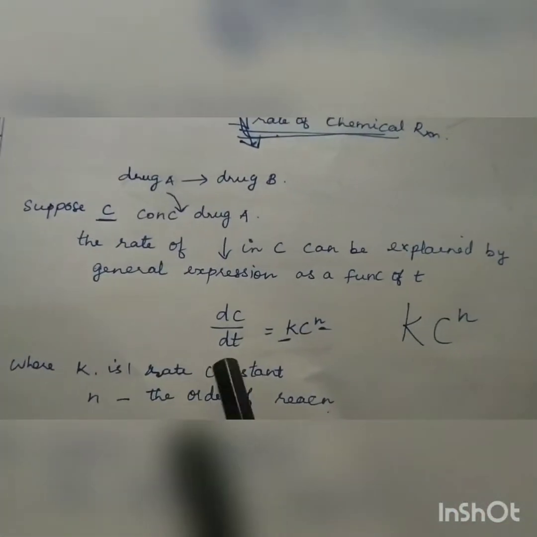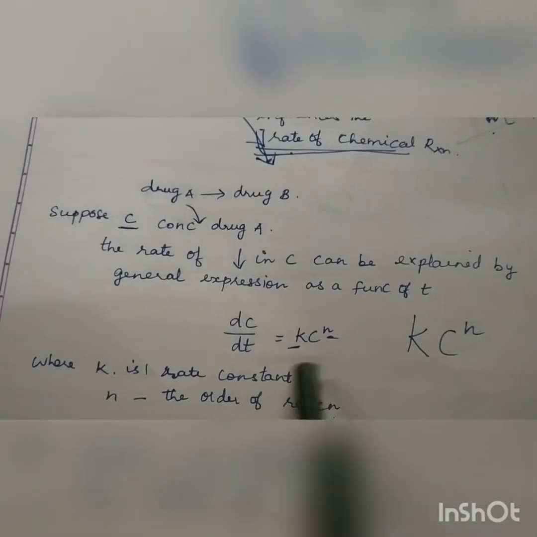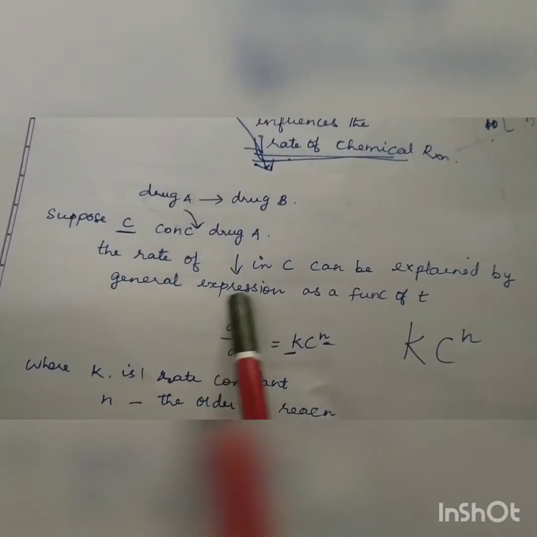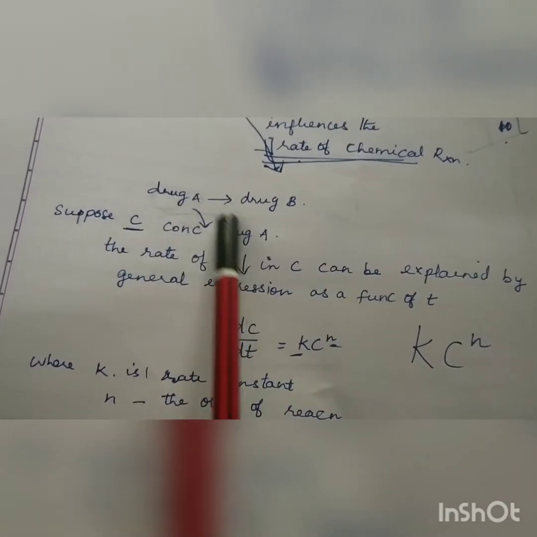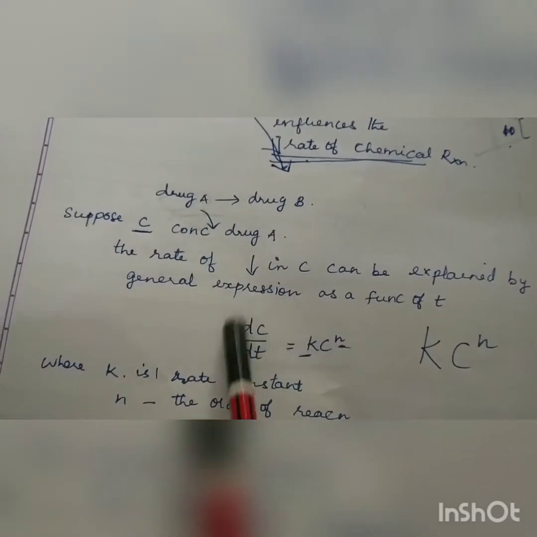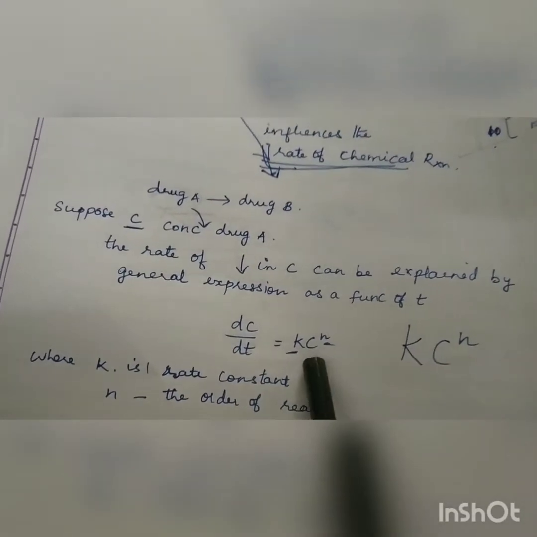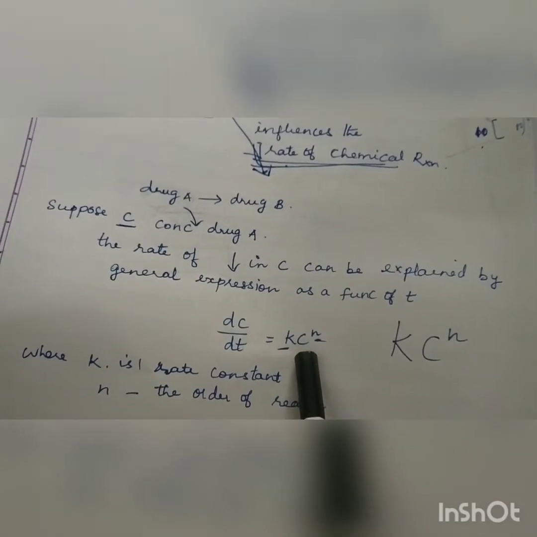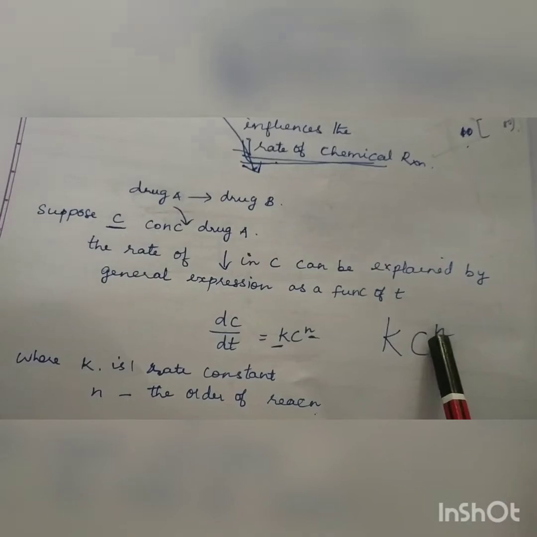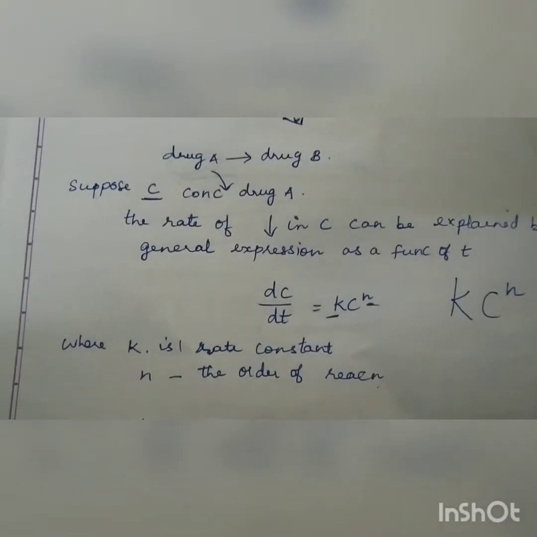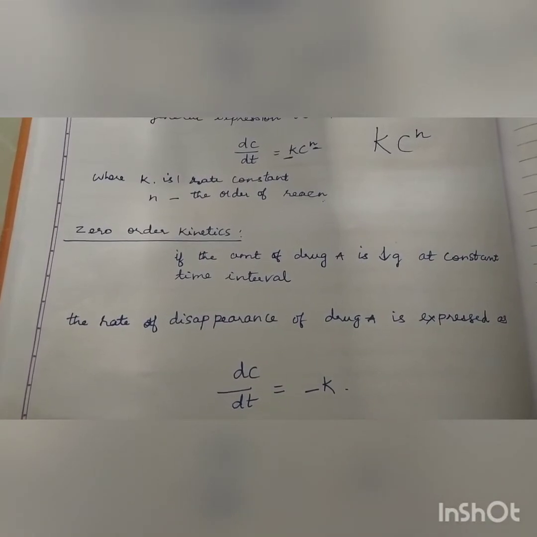So here the rate of reaction is usually expressed as a function of C. Here the concentration of the drug A is C. dC by dt is equal to a constant times the concentration of the drug to the power n. n is the order of reaction, K is the rate constant and n is the order of reaction.